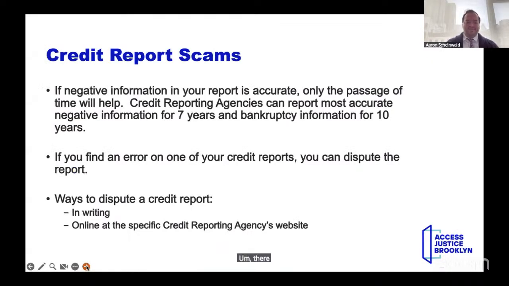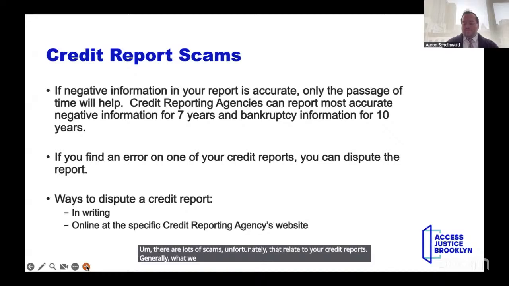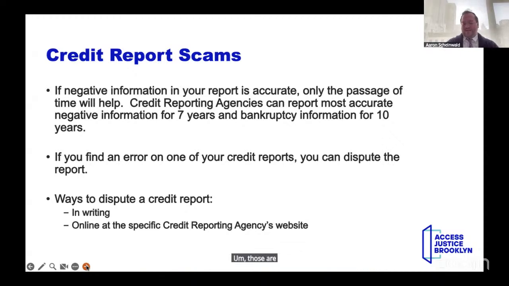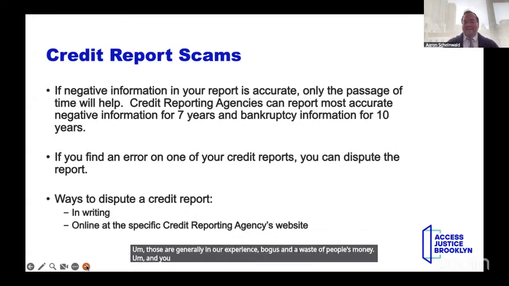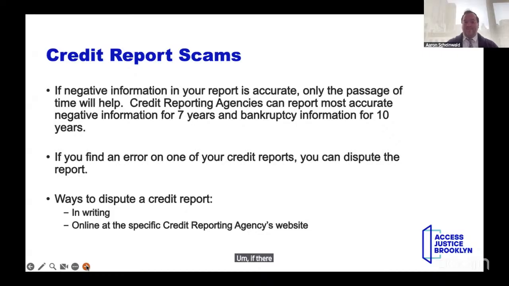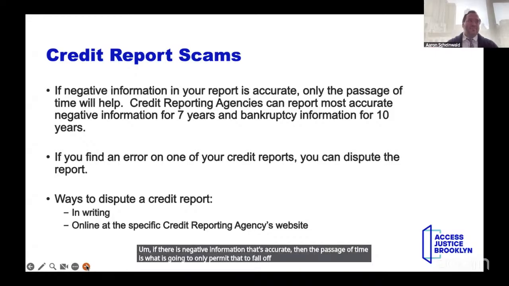There are lots of scams, unfortunately, that relate to your credit reports. Generally, what we see are people who are offering services for credit score rehabilitation or credit cleanup or things like that. Those are generally, in our experience, bogus and a waste of people's money. And you can report negative information and ask the credit reporting agency to fix it. Credit reporting agencies keep negative information for up to 7 years and bankruptcy information for up to 10 years. If there is negative information that's accurate, then the passage of time is the only thing that is going to permit that to fall off.